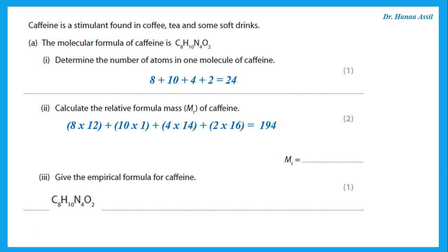What does empirical formula mean? If the actual molecular formula is C8H10N4O2, the empirical formula is the simplest ratio. So how do you simplify these numbers? 8, 10, 4, 2. If you divide all through by 2, then the empirical formula is C4H5N2O. Empirical formula is the formula showing the simplest ratio between the atoms.